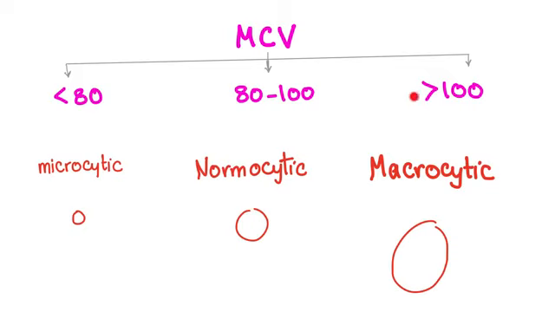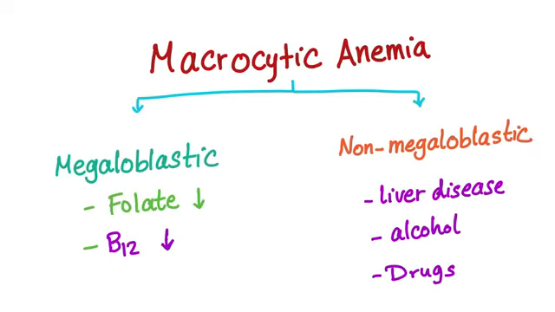Macrocytic anemia will have more than 100 femtoliters of MCV. Macrocytic anemia has two different types, megaloblastic and non-megaloblastic. Vitamin B12 and folate are megaloblastic causes. Why megaloblastic? Because also we have hyper-segmented neutrophils. Alright, and also we can have pancytopenia and other issues, such as ineffective hematopoiesis.